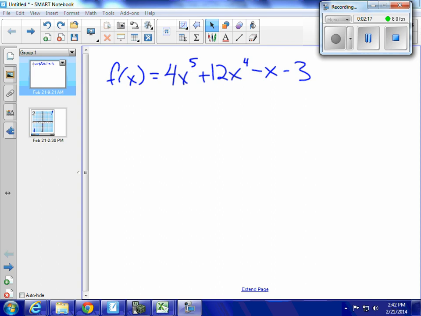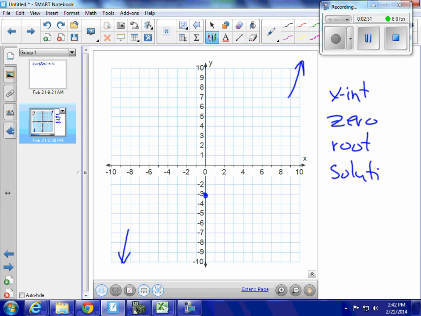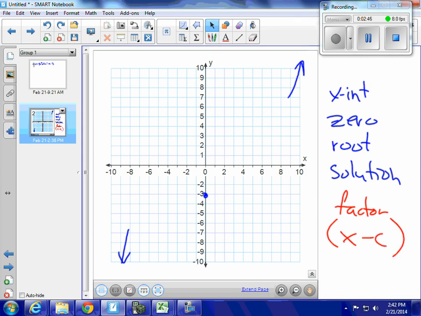Now the x-intercept isn't quite as easy. You remember, if I'm looking for an x-intercept, it has a number of different terms. It can be called the x-intercept. It can be called a 0. It can be called a root. It can be called a solution. And a related term is a factor. It is not the same, but a factor is in the form of x minus some kind of a constant. That is a factor. So intercept, 0, root, solution, those all mean the same thing.